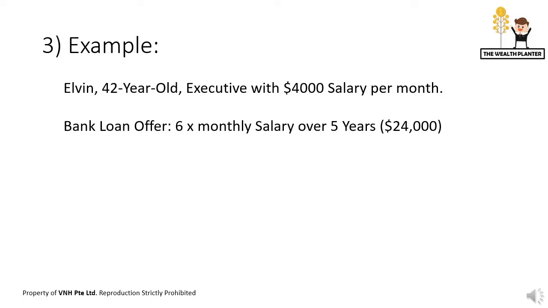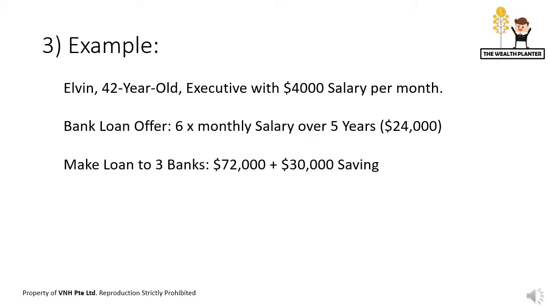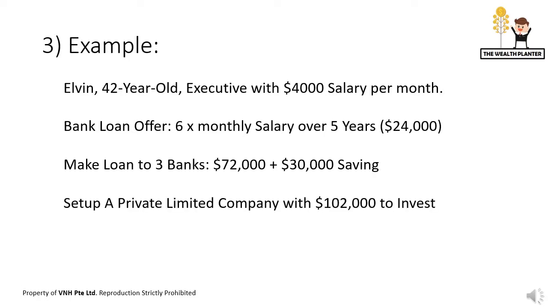At the same time, Alvin applied for loans at 3 banks. And he got $72,000 in total. Alvin also has a saving of $30,000. With that, he now has $102,000 to invest. Alvin put this into a private limited company, and used this money to start investing into property.